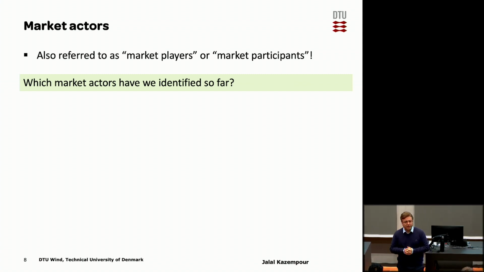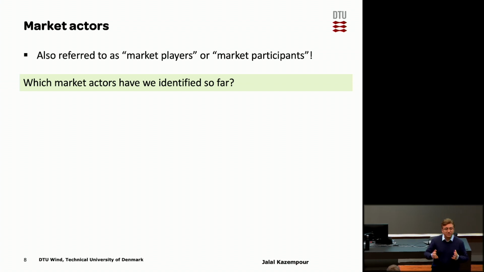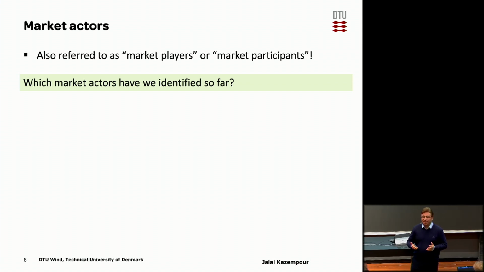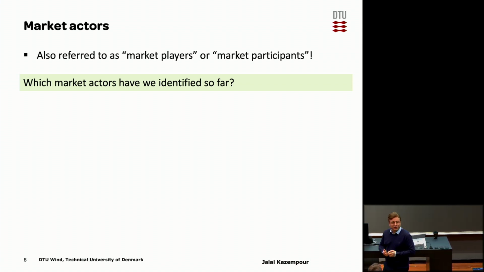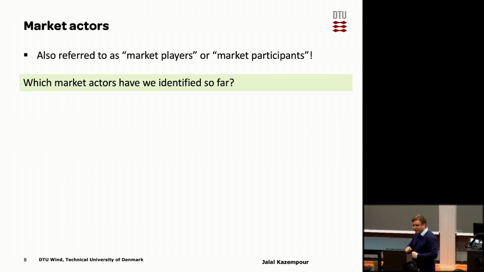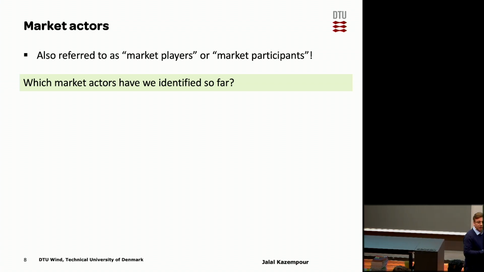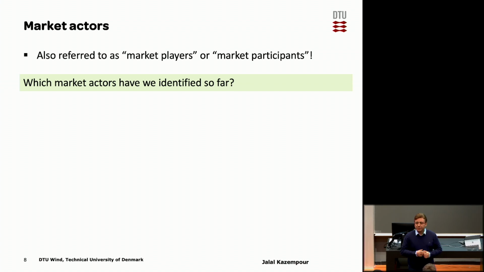Very good. Any other market actor you may think of? Let me see if there's anyone else. I don't see anyone raising a hand. Yeah, please. TSO. If you stay in this career, TSO is a word that maybe you will hear every day, right? I don't like abbreviations in general, but TSO is not one of them. So TSO stands for Transmission System Operator. Very good.